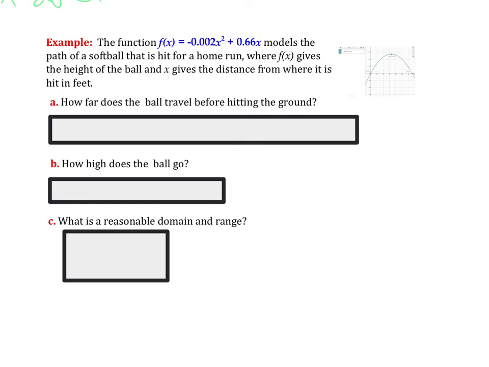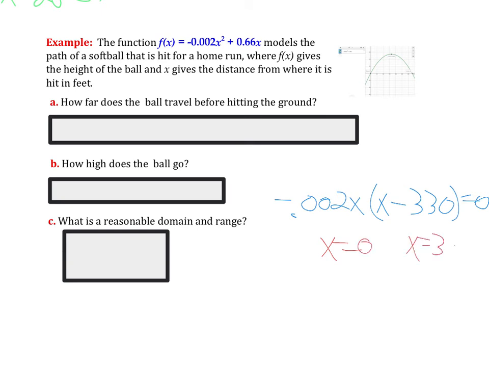If we wanted to do this by hand and we didn't have any sort of graphing capabilities, we could yank out a GCF of negative 0.002x. Inside parentheses, I would be left with plain old x minus, let's see, 0.66 divided by 0.002. Woof. 330. Hey, clean numbers, sweet. So by doing a GCF factorization, I can get my two x-intercepts. Nothing new there.